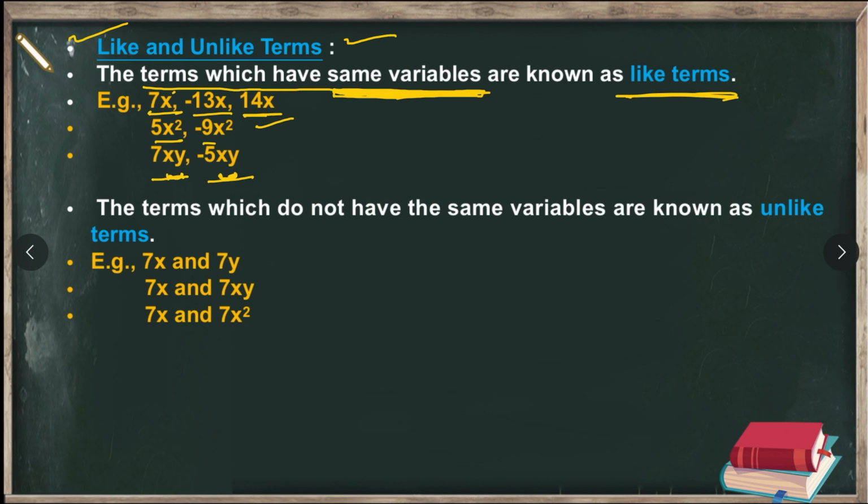Opposite to that, when the variables of any two terms are not the same, they are called unlike terms. Terms which do not have the same variable are known as unlike terms. Like you can see we have 7x and 7y. Here the coefficients are the same, 7 and 7, but the variables are different: in the first we have x and in the second we have y. Since the variables are not the same, they are called unlike terms. If the variables are the same, they are called like terms. This is very important because we are going to use it when we add or subtract algebraic expressions.